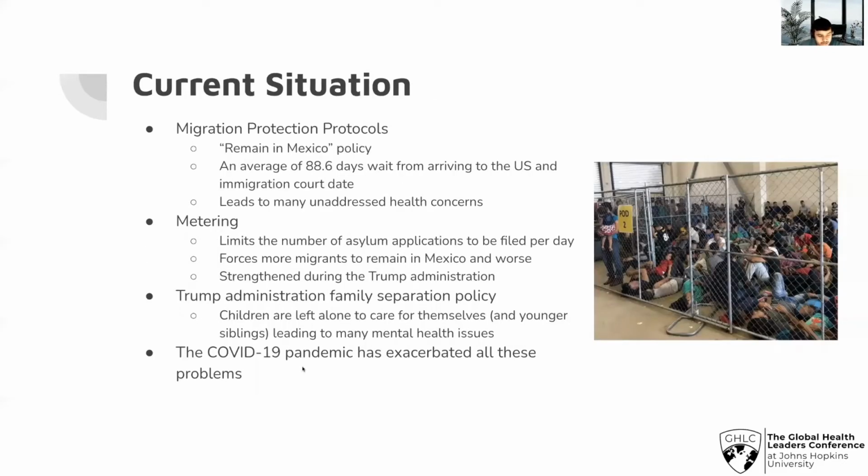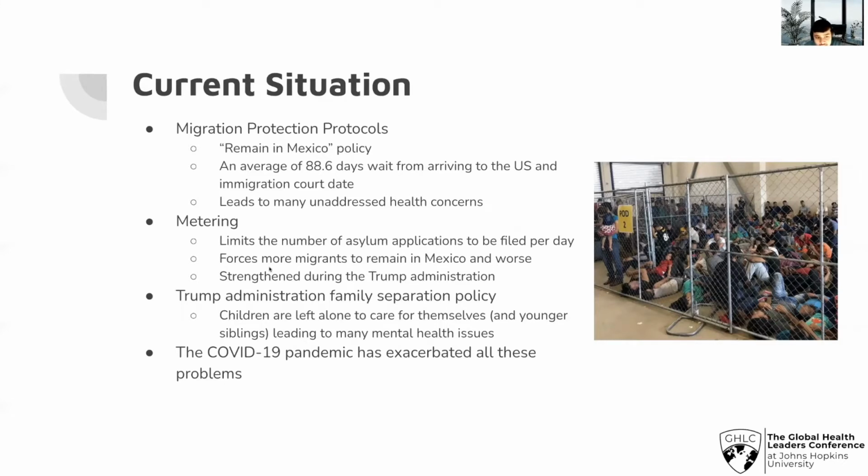So the current situation, currently we have this thing called the Migrant Protection Protocol. It's essentially the remain in Mexico policy, where you had to stay in Mexico before you were legally allowed to come into the United States. Usually there is an 88.6 day wait from arriving to the United States and having your immigration court date to process your asylum case request. And this gap, it's 90 days, basically around 3 months, leads to many unaddressed health concerns and deteriorations.